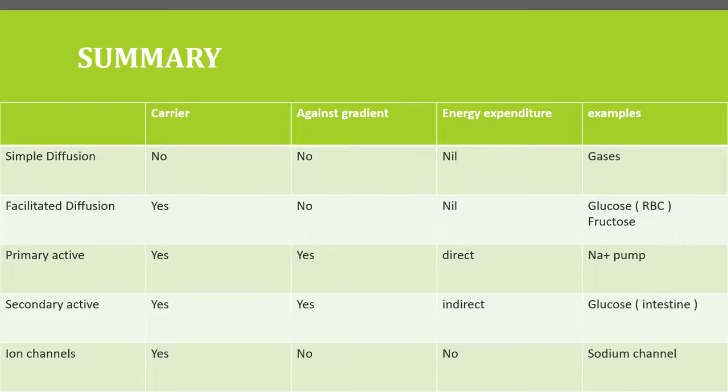In primary active transport, there is a carrier protein and the transfer occurs against the concentration gradient, there is direct expenditure of energy in the form of ATP, and the example includes sodium pump. In secondary active transport, there is a carrier protein. It is also against the concentration gradient. However, the energy expenditure is indirect. The example includes glucose transport in intestine.